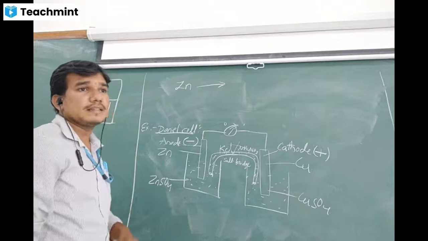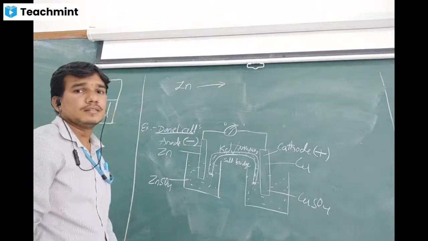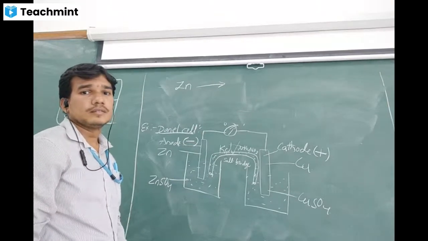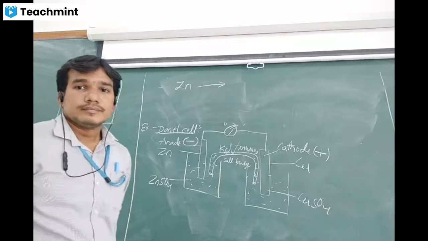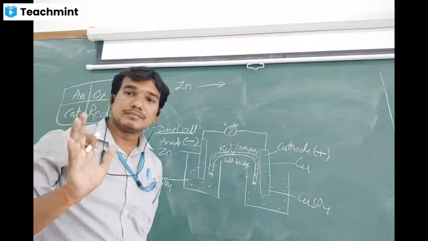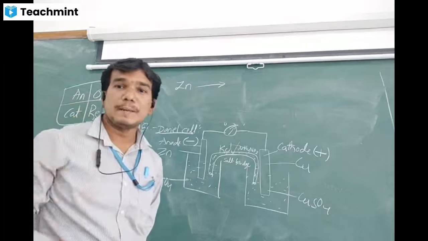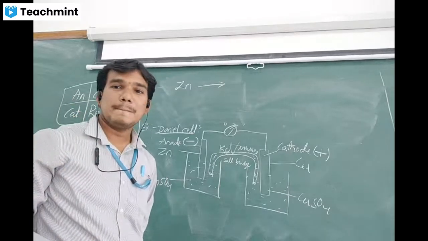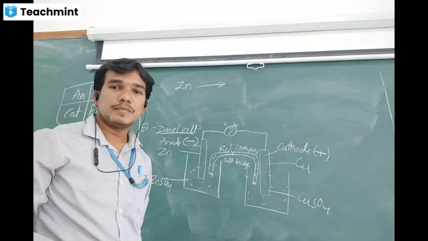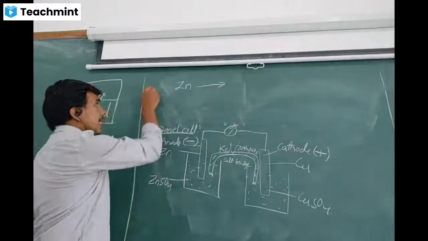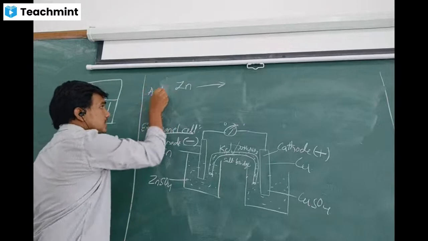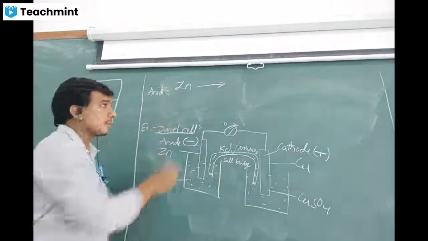Addition of electrons. What is oxidation? Loss of electrons. Yes. At the anode, oxidation reaction is going to take place.